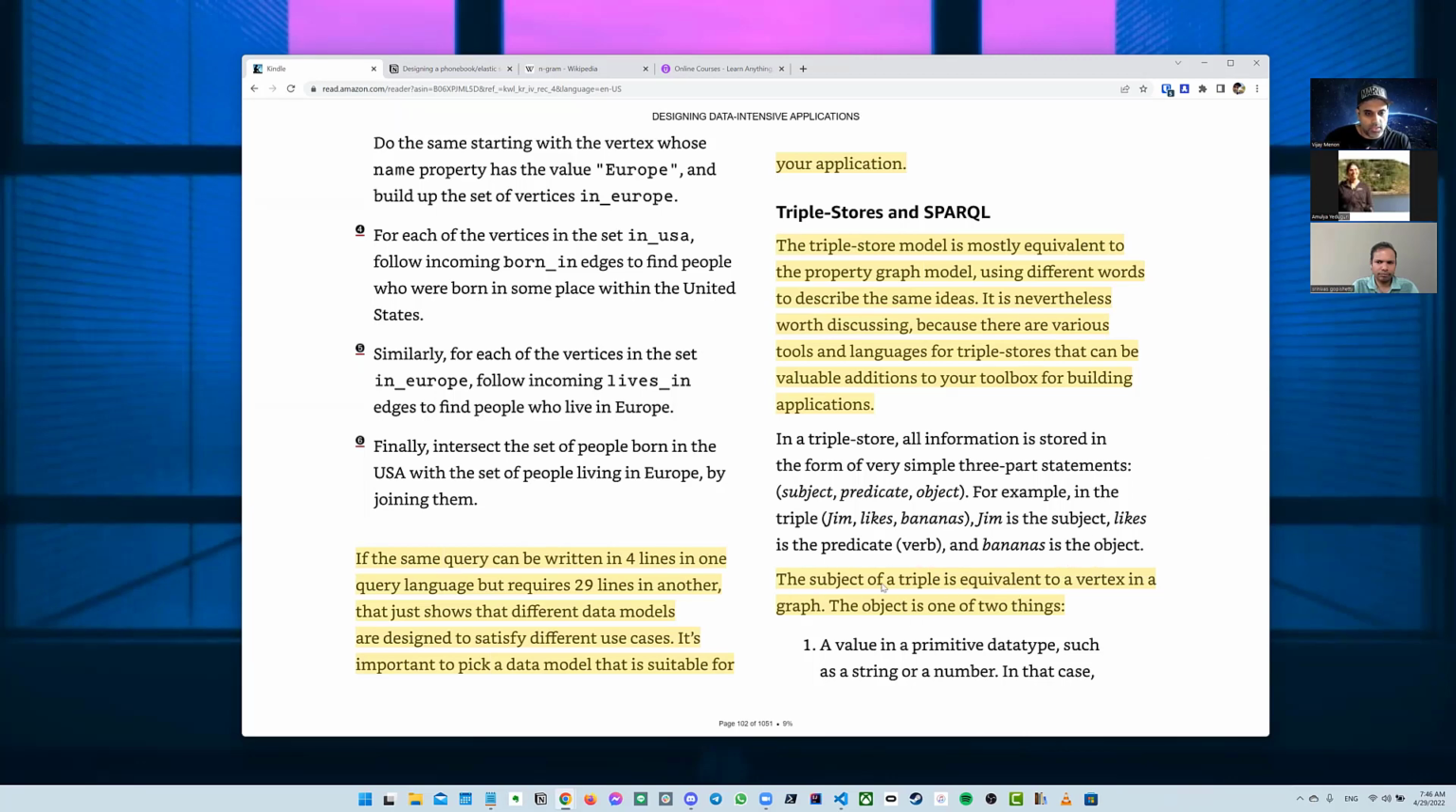And so this is equivalent to a vertex in a graph, like a subject, right? So Jim would be a subject. So if we draw a node here, that would be Jim. And then the edges that he shares to other vertices could be like the predicate and the objects. So the object is one of 2 things, as this person is saying. It's a value in a primitive data type, such as a string or a number.